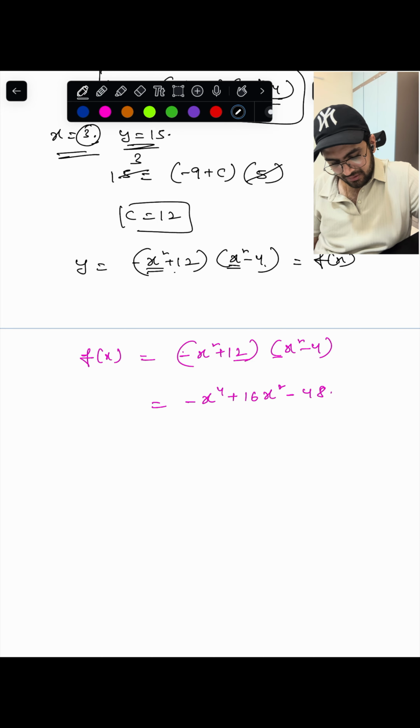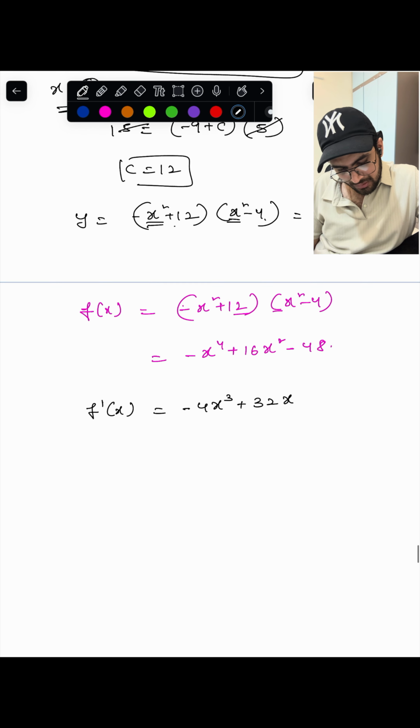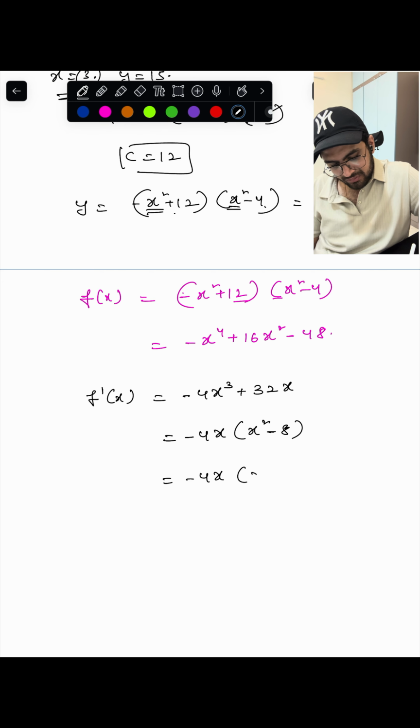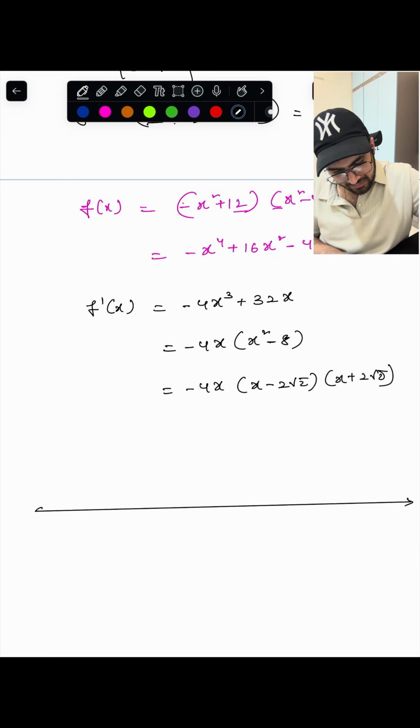So let's differentiate it. f dash of x equals minus 4x³ plus 32x. I'm taking minus 4x common, and you will be getting x² − 8. So that means minus 4x into (x − 2√2) into (x + 2√2), right? So plot the number line and mark the roots of f dash of x, which are nothing but minus 2√2, 0, 2√2.